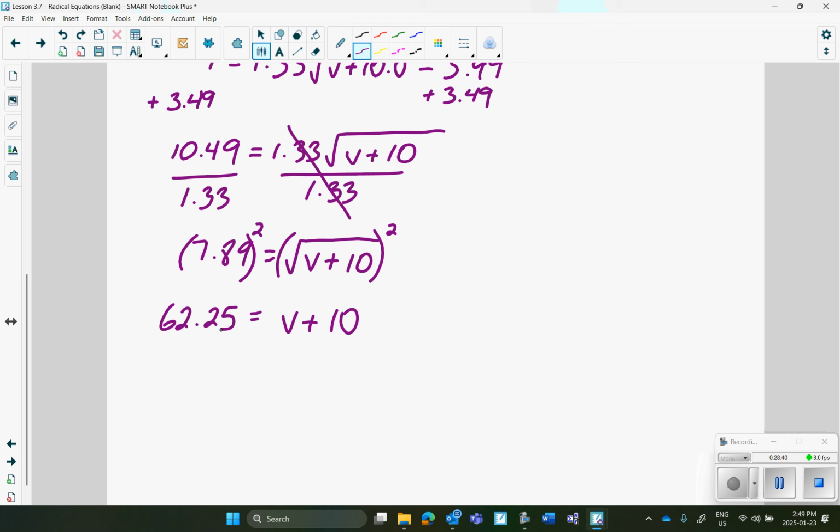Now what? V equals 62.25 minus 10, so V equals 52.25 kilometers per hour. That is the equivalent of a 7 on the Beaufort scale.